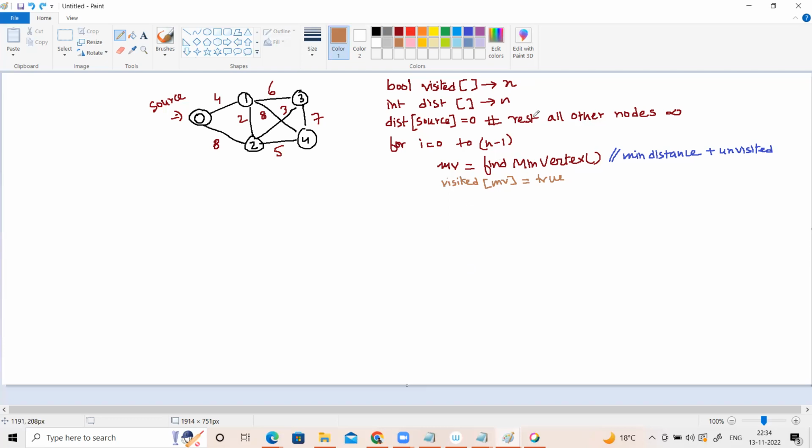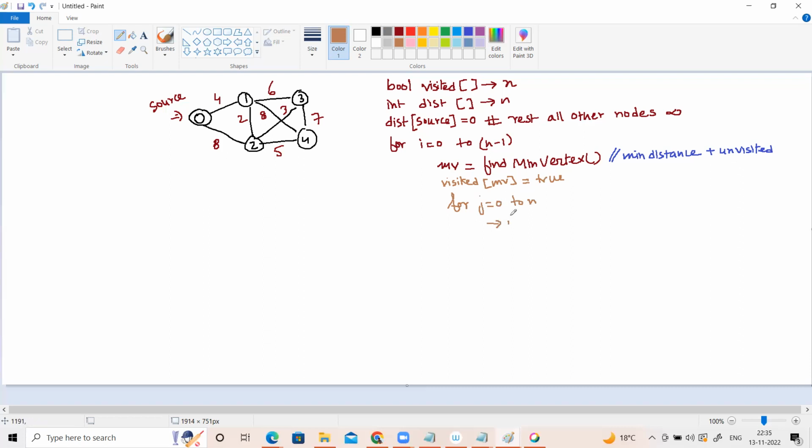I hope till now everything is clear. What is the next step? As we have seen, whenever we make someone visited, say for example 0 is visited, we explored the adjacents of 0. Here in this picture the adjacents are 1 and 2, so we need to explore the adjacents. From the adjacency matrix we can say we will start j equal to 0 and go up to n to find out who the adjacents are.